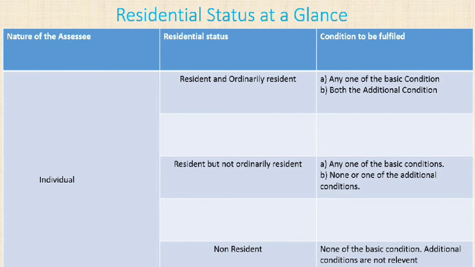Then the third one is non-resident. In this case, the particular individual has failed to satisfy any of the basic conditions, and there is no need to calculate the additional conditions, because the additional conditions are irrelevant when he has failed to satisfy any one of the basic conditions.